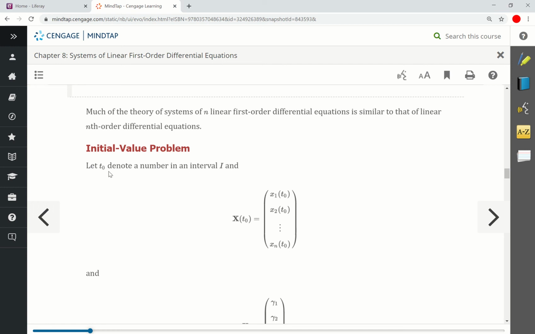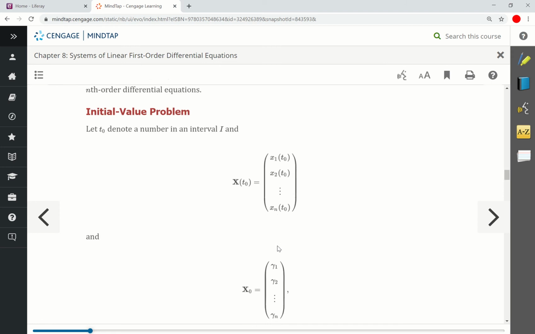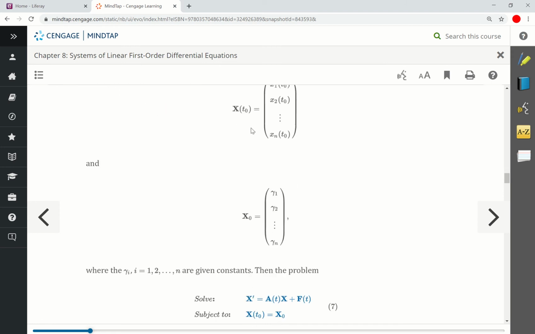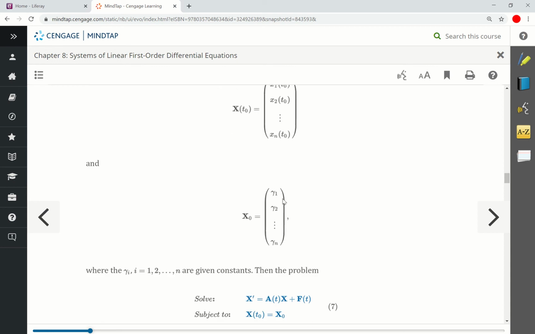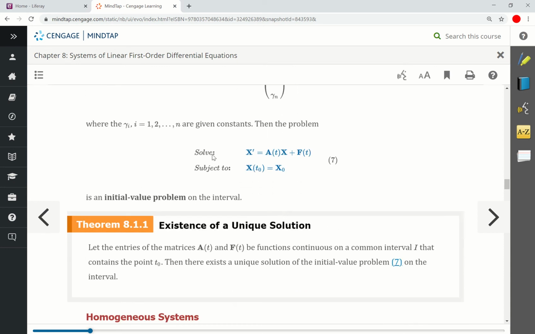Let t sub 0 denote a number in an interval I, where all of the component functions x1 through xn are continuous and differentiable. Then we'll denote the initial vector x of t0 as simply the vector formed by evaluating each of our xi's at the value t equals t naught. And in which case our linear system will now look like this in matrix format.